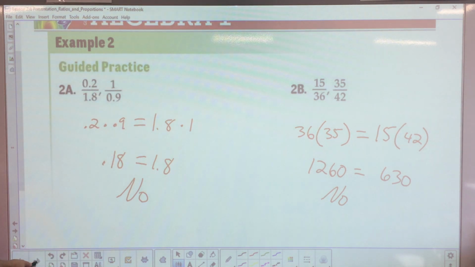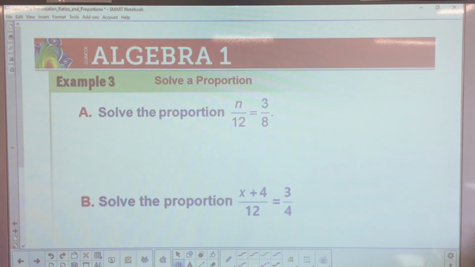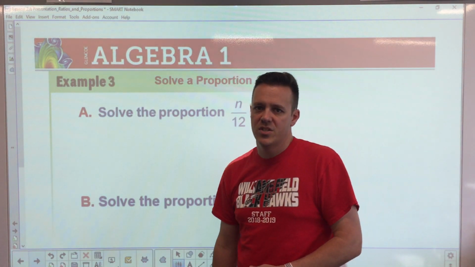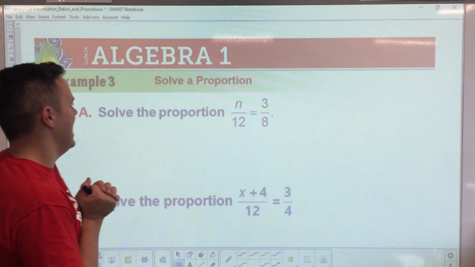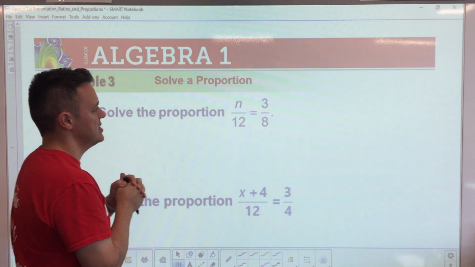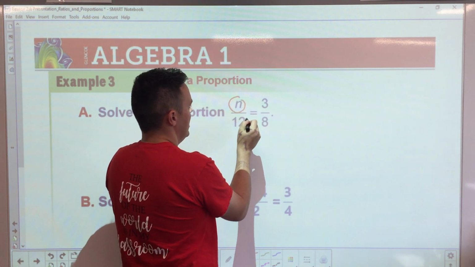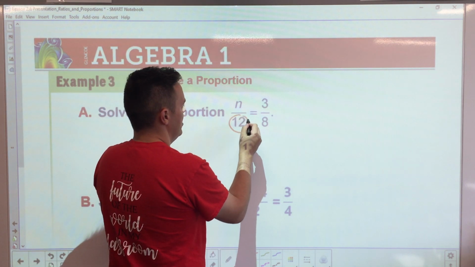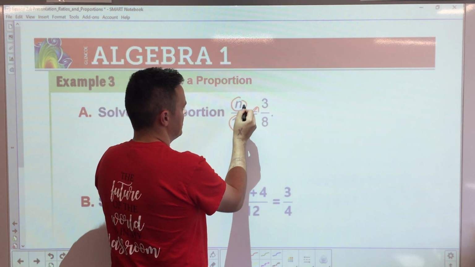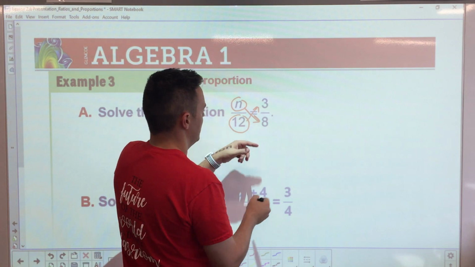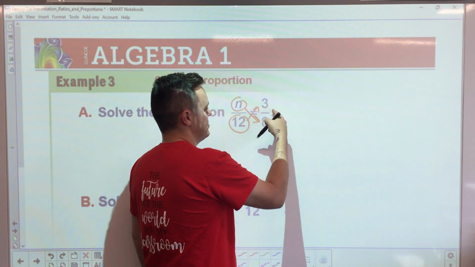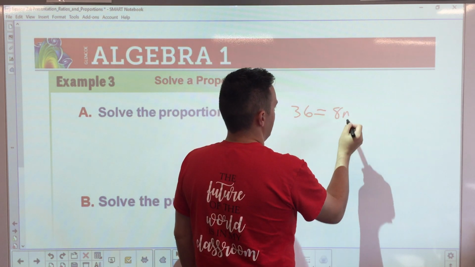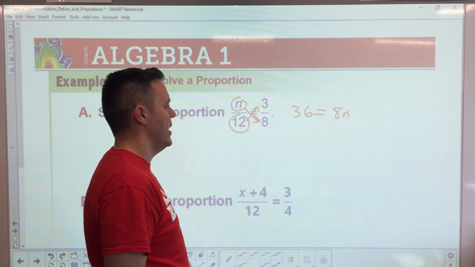So this is kind of just one of those things to make sure you guys understand. Don't get confused. All right, solve the proportion. This is where things are going to get a little different than what's in the book, ladies and gentlemen, because I don't want you to take the extra step involved in this, okay? The book is telling you to take this proportion over here and multiply it by that, and then take this proportion and multiply it by that. But when you do that, you would get 12 times 3 is 36 equals 8n. Then what you would do is divide both sides by 8.